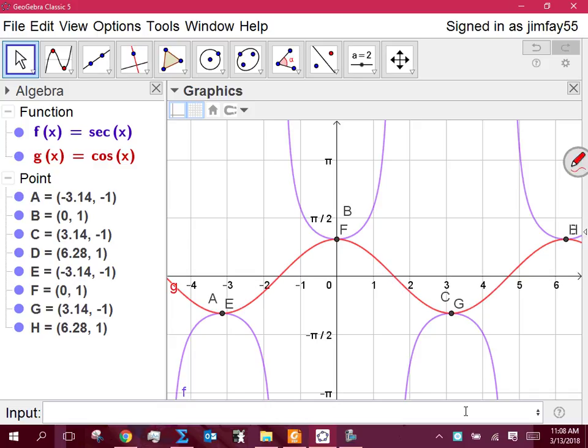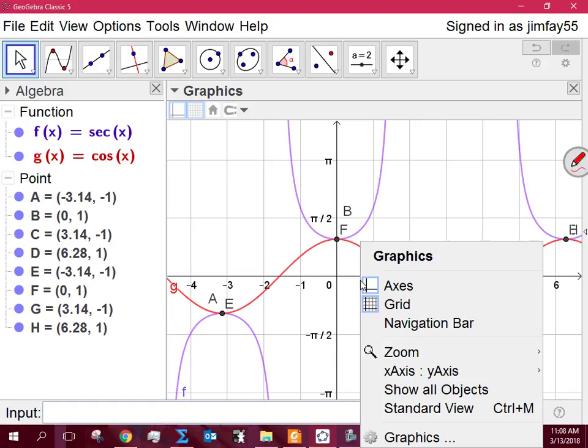That all occurs because at that point, when we have (0, 1) on the cosine curve, then the reciprocal of 1 should be on the secant. Well, the reciprocal of 1 is just 1, so we should have (0, 1) on both curves. Is that all right with everybody? Okay. Now the same idea should be played out right here.